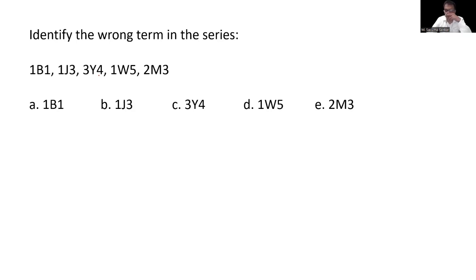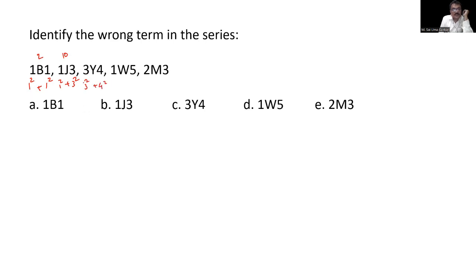Okay. 1B1, 1J3, 3Y4, 1W5, 2M3. Let us take 1 square plus 1 square. This is equal to 2. 1 square plus 3 square is equal to 10. What is the 10th letter? That is equal to J. What is the second letter? That is B. This is 3 square plus 4 square.